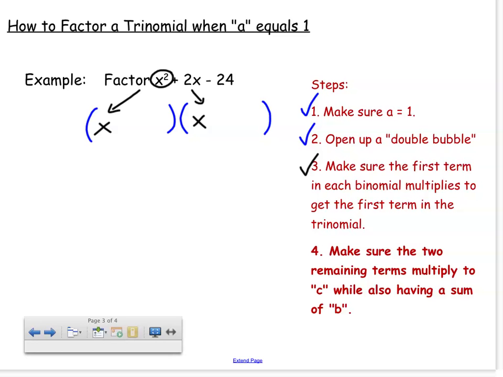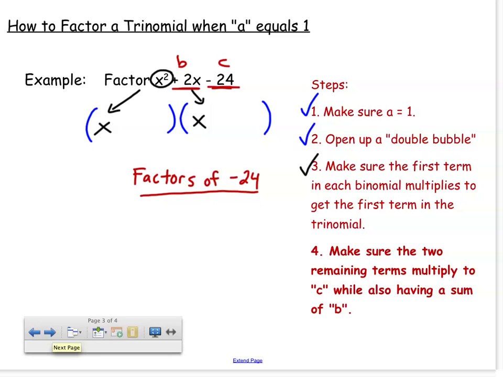In this case, c is negative 24, and they have to add to b, which in this case is positive 2. So, what I do is I think about what numbers do I know that multiply to negative 24. So I make a list, and sometimes this can help. So I'm going to make my factors of negative 24.